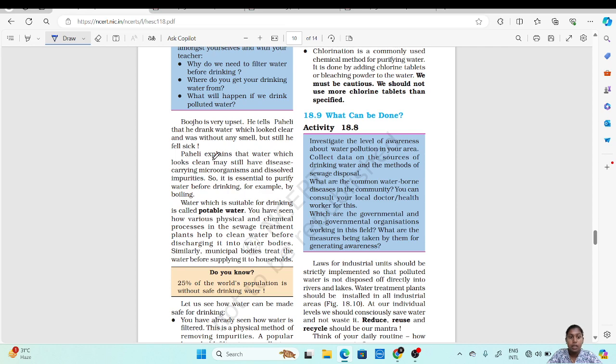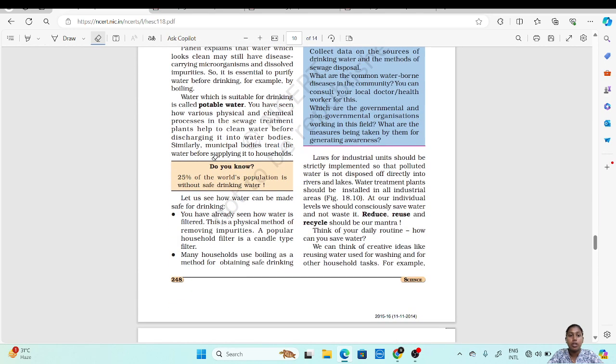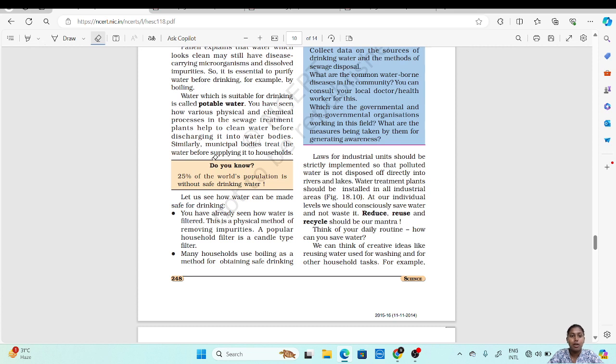suitable to drink. Clean water is suitable to drink only if we boil it, because that clean water may contain disease carrying microorganisms, and this may lead to various infectious diseases. So water which is suitable for drinking is called potable water. Water which is suitable to drink is known as potable water, and this can be made by either heating the water or by filtering it.